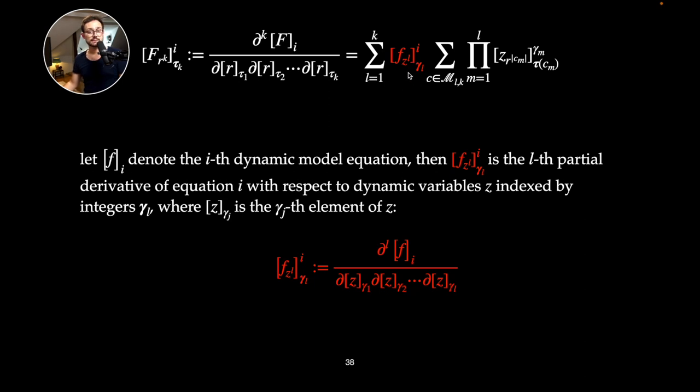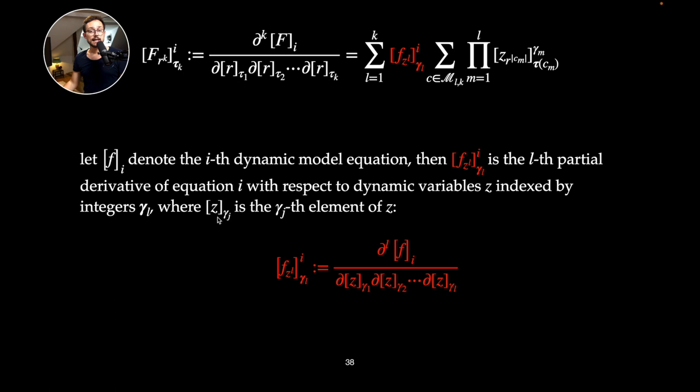So this notation right here, again, let's denote lowercase f just with the I, the ith dynamic model equation. Then this term over here, this red one, is the lth partial derivative, okay, so zl, of equation I with respect to z, with respect to the dynamic variables. Remember, we stacked in this z vector yt minus 1 star, yt plus 1 double star, and u. So I want to take the second partial derivative with respect, and then I'm picking a dynamic variable. Let's say the first yt minus 1 star variable and the second shock in ut. Okay, then I would index those accordingly by integers, so gamma 1 and whatever the number is for the second shock of ut in this vector z.